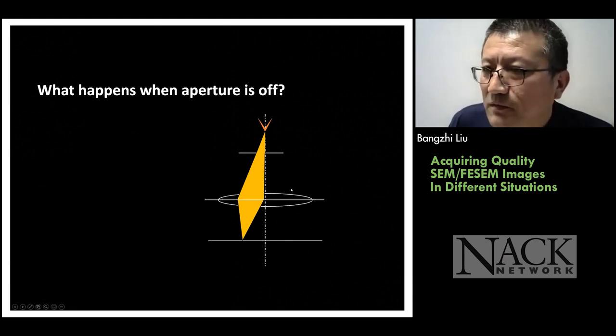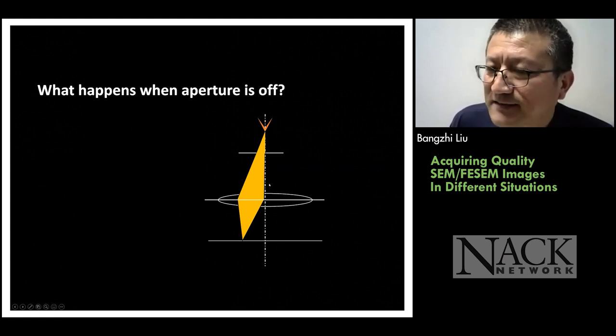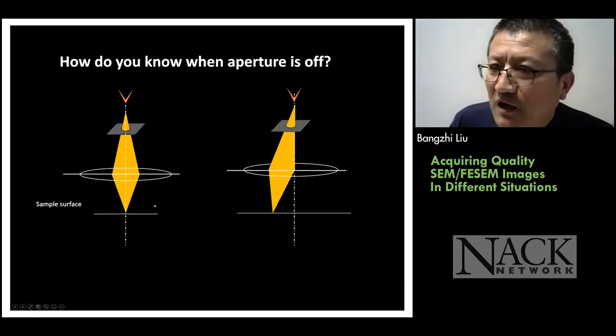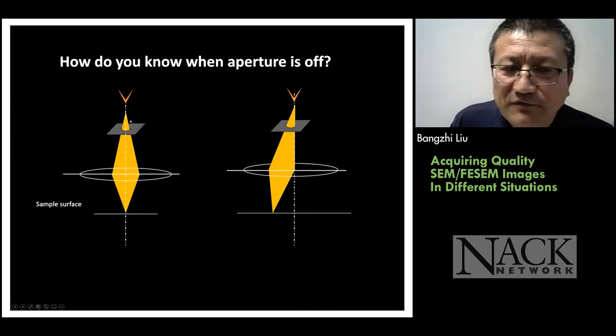But how do you know? If the beam is off like this, how do you know? Like stigmation, you need a way to test it. Remember we talked about the beam? So if everything's aligned, right?